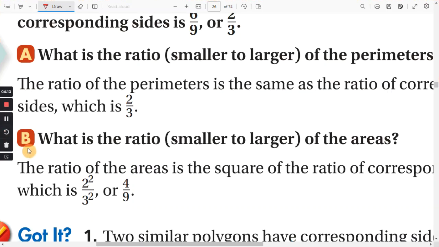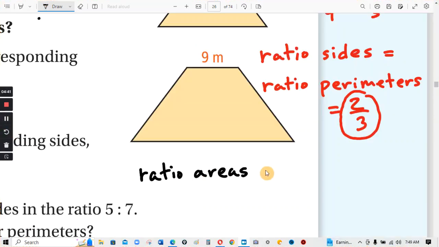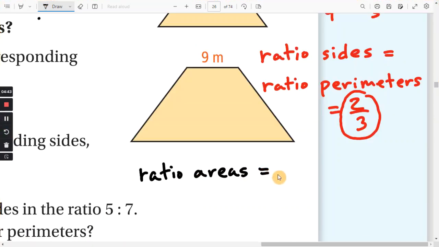Now for part B, they want us to say, what is the ratio of the areas? Okay, when they say smaller to larger, that means the first one is in the numerator. And the second one is in the denominator. Okay, smaller to larger, top to bottom. Anyhow, we're looking to do the areas. So before we said the ratio of the areas is the same as the ratio of the sides squared.